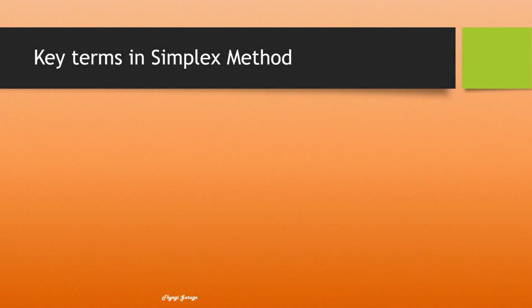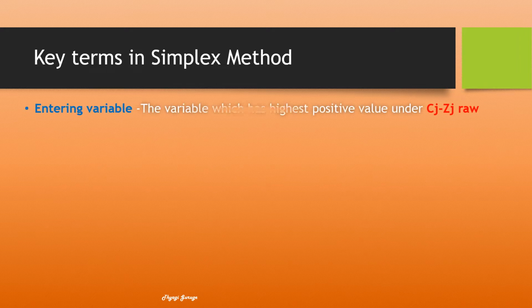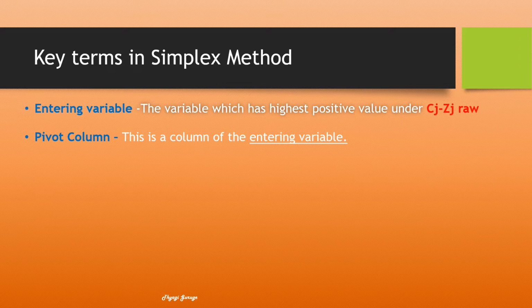Let's get an idea with regard to the key terms in the simplex method. First one is the entering variable. The variable which has the highest positive value under the Cj minus Zj row represents the entering variable. Pivot column is the column of the entering variable.